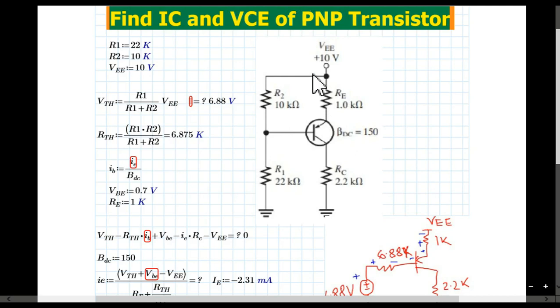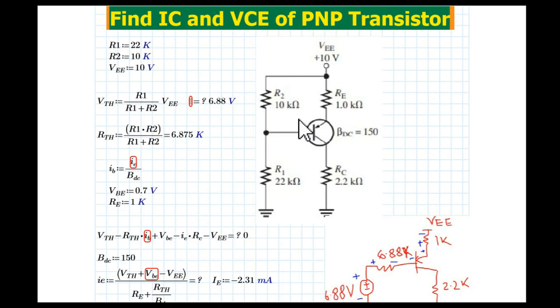As you can see, this transistor is a PNP transistor. The arrow goes inwards, and you can see the biasing of this transistor. You see VEE 10 volt, RE 1K, beta DC 150, RC 2.2K, and R1 22K, R2 10K. So this is basically a voltage divider biasing of a PNP transistor. You can also say that it is voltage divider biasing or a potential divider biasing.